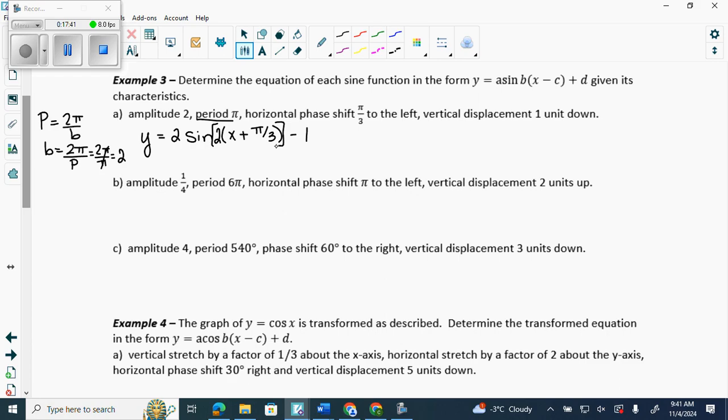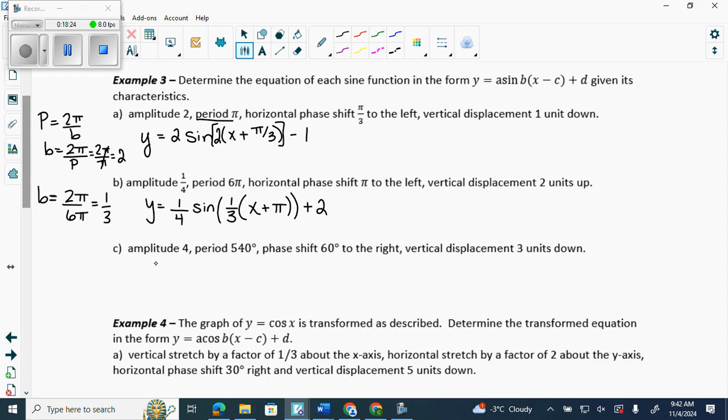All right, so amplitude is a quarter. We get y equals 1/4. The period is 6 pi. What has to happen to the period? What do we have to multiply by to get 6 pi? 3. So what's our b going to be? 1/3. Remember, you can just use the formula. B equals 2 pi divided by period. So 2 pi divided by 6 pi, which is 1/3. Same thing, correct? You can just use the formula. And then we get x plus pi plus 2.